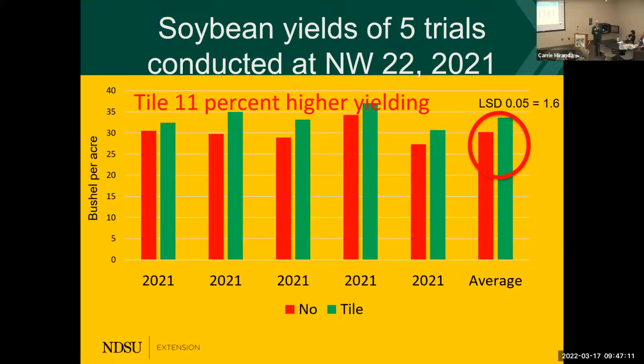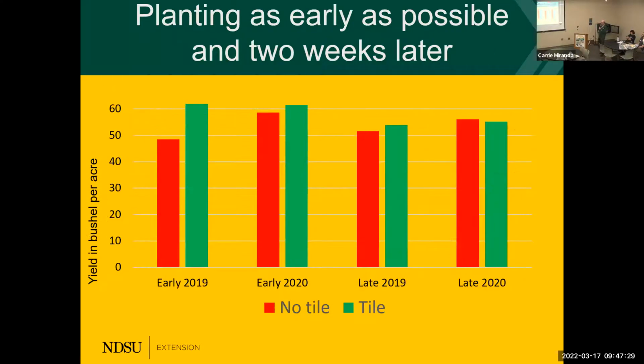So some people ask me, you know, if you put in tile, will you have a negative effect on your soybeans? It depends, because if we would completely run out of water, we still may have a negative effect even with tile, but in a situation where we have some rainfall, the tile has some residual effect.